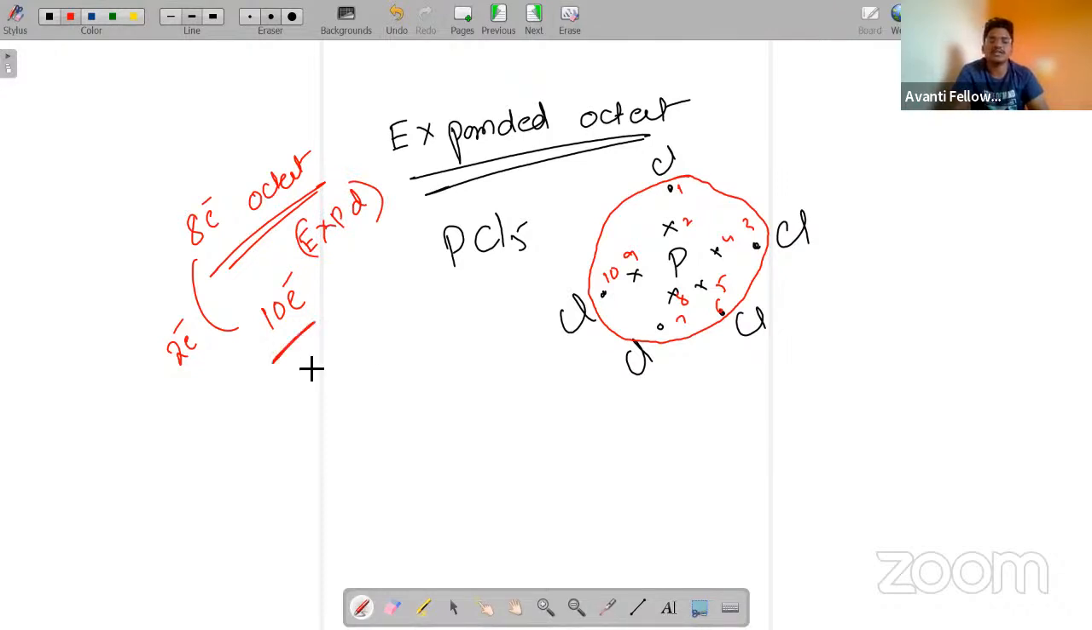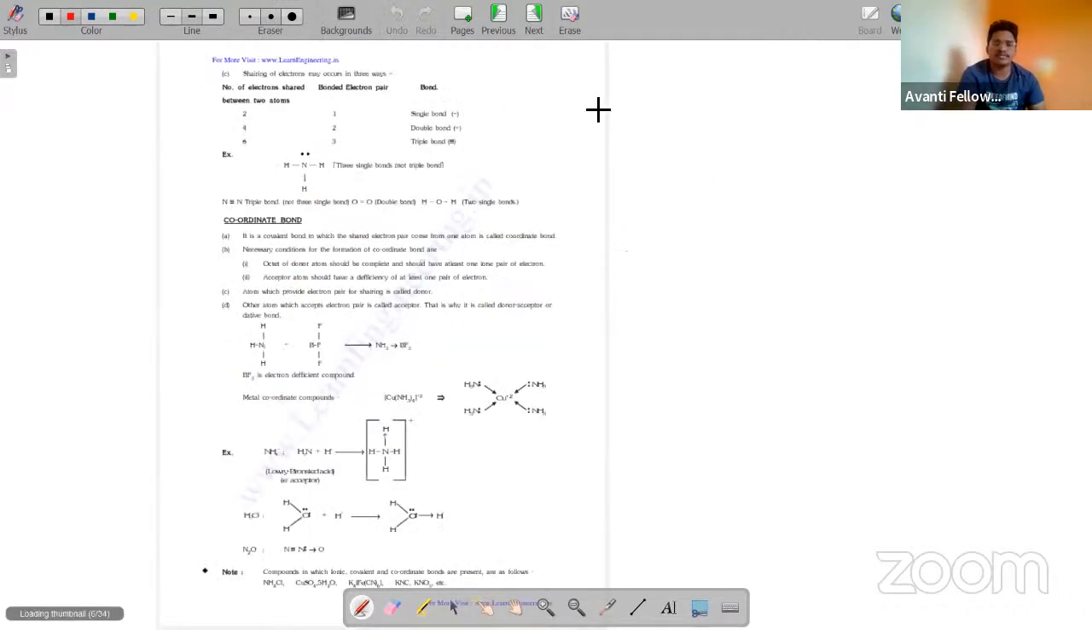Why are these 10 electrons there? This is due to p pi d pi bonding. We'll let you know in the upcoming class. p pi d pi bonding की वजह से ऐसा हो रहा है. So these are the limitations of the octet rule. Okay, now next.